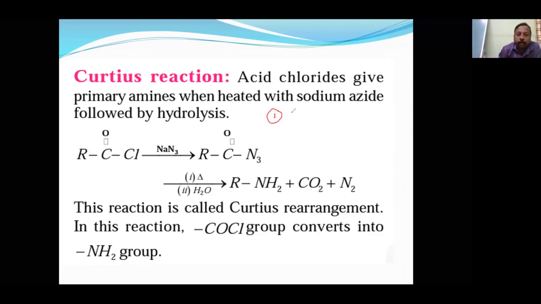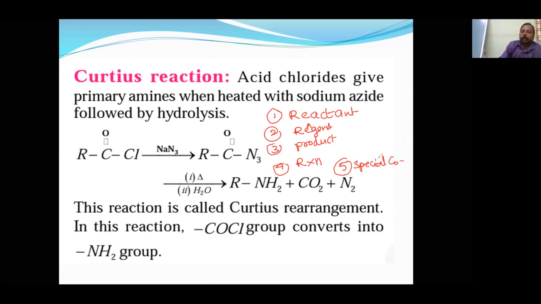What are the things you should never miss in a naming reaction? First of all, what is the reactant? Second, the reagent, in presence of what? Third, what is the product? Fourth, the balanced reaction. Fifth is optional: whether some special conditions are there or not, like in presence of alpha hydrogen, moist air, dry air. If there are some special conditions, that also you should mention. Now I will point them out like this.